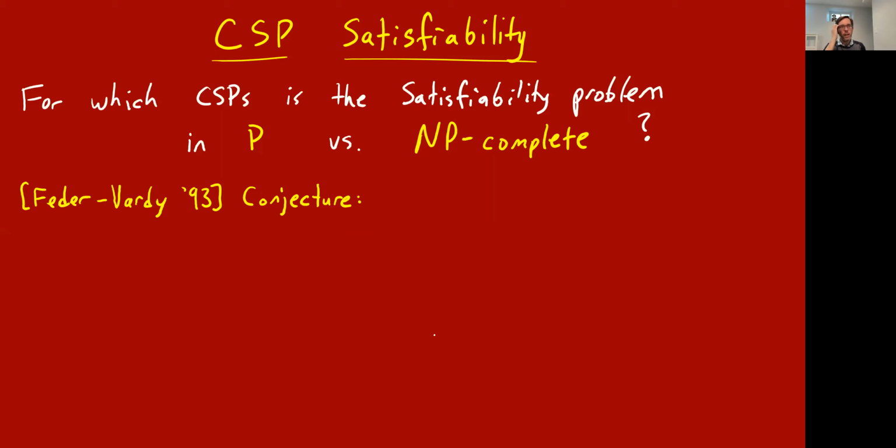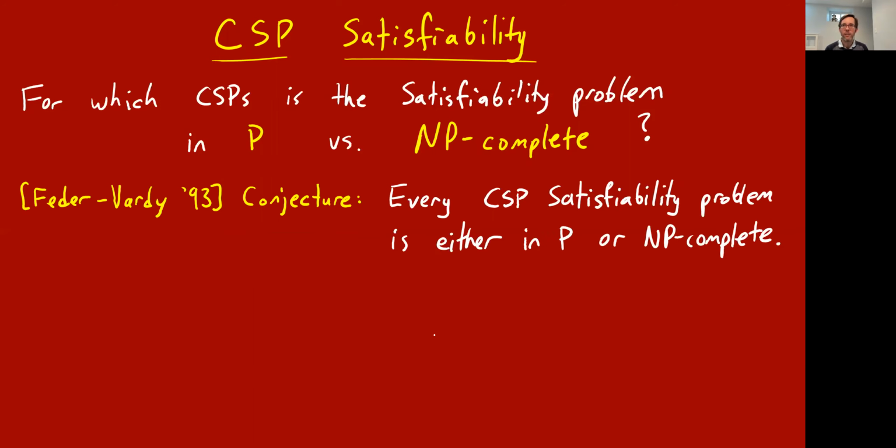So in 1993, Feder and Vardi were thinking about this, and they made the following conjecture. They conjectured that every CSP satisfiability problem is either in P or NP complete. And it sounds funny because I didn't really mention a third possibility before, but there are third possibilities.